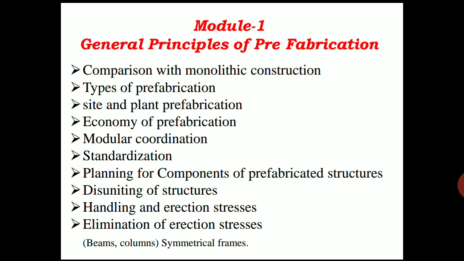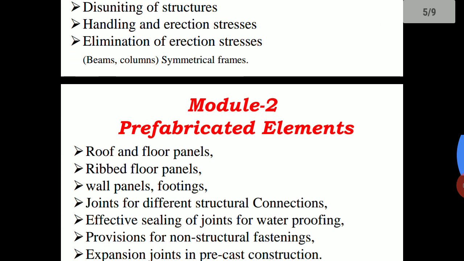And then the disuniting of structures. Usually disuniting of structures applies to steel structures, prefabricated steel structures. At the required time we can dismantle them, and again we can rejoin them by using different methods. And then the handling of erection stresses and elimination of erection stresses for different members, that is beams, columns, and even symmetrical frames also. That we will cover in module 1. After studying this module 1, we'll go with module 2.